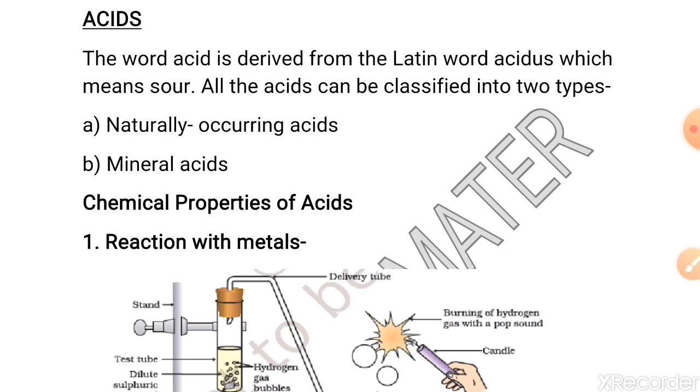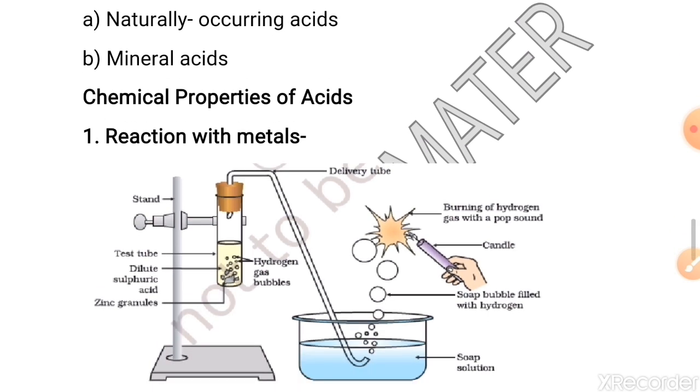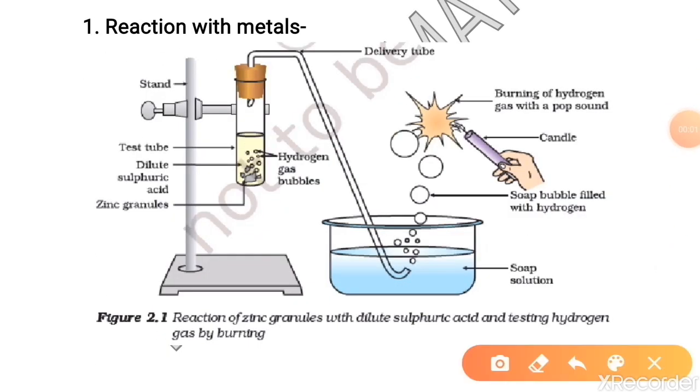First is reaction with metals. Students, here in this activity, zinc granules are reacting with dilute sulfuric acid, and when both of these react, they form salt and hydrogen gas. This hydrogen gas can be seen in the form of bubbles coming out of the soap solution. To test the presence of hydrogen gas, we place a burning candle and this gas will burn with a pop sound. This is the confirmatory test for the presence of hydrogen gas.